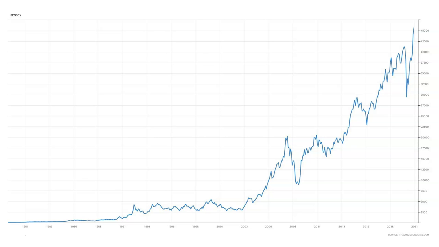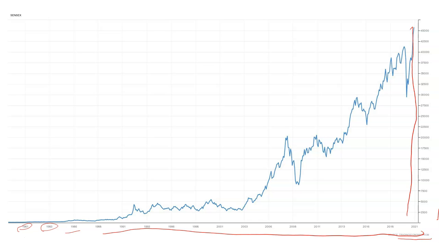Here, whatever we have discussed is depicted on a chart. On the x-axis, we have years as 1981, 1983, 86. So these years are rising from one to another. This chart has been taken from tradingeconomics.com, and the value of Sensex on the y-axis is rising from 2000, and it has risen to 45,000. So this rise is the gain a person would have made had he invested in Sensex.